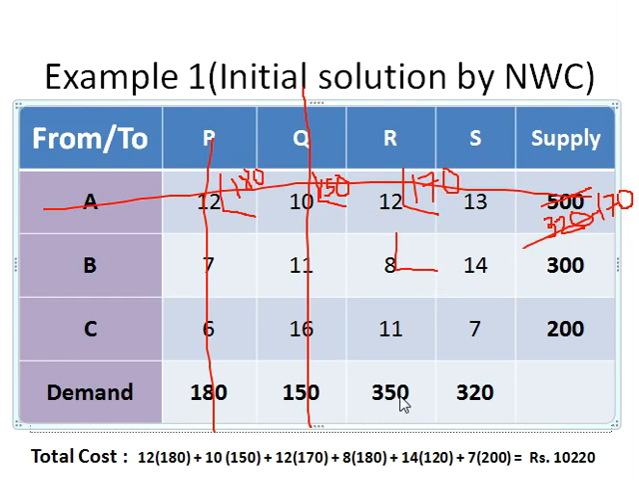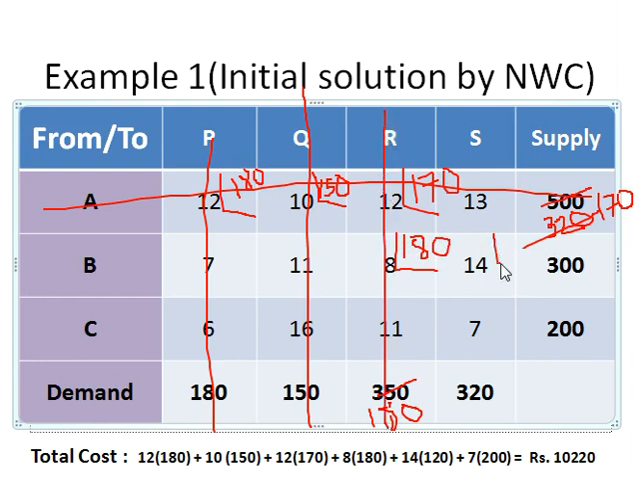Now out of 350, 170 is consumed, so what is the remaining quantity here? That is 180. You can simply remember it if you don't want to write it. Okay, now what can we allot here? 180 demand, 300 supply, obviously we can supply 180 here. So this demand is satisfied, and you can strike this out.